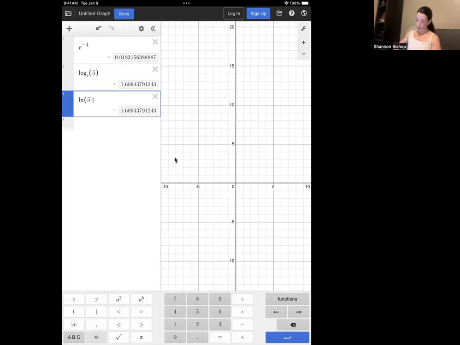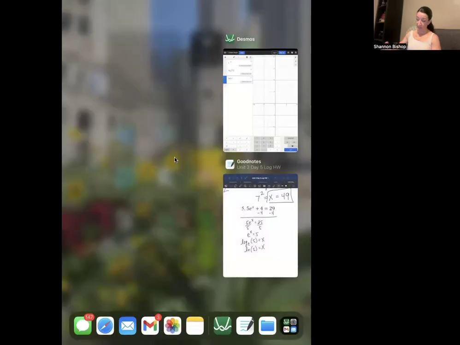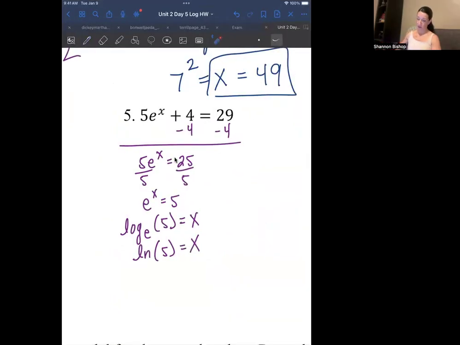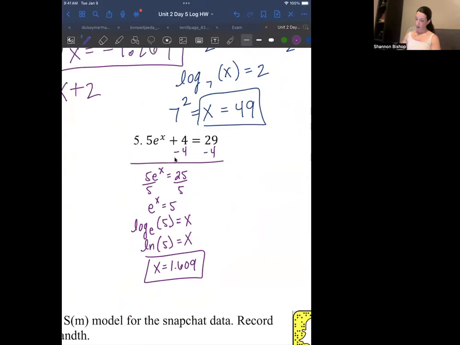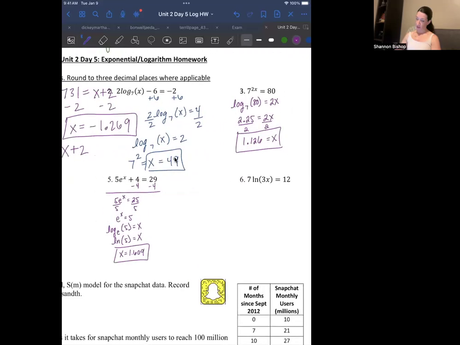They are equivalent. Certainly, the more sophisticated, if you will, option would be to use natural log. Anytime you're working with base e, that's when natural log is most appropriate. But they do technically both work. So we now know, thanks to Desmos, the final answer here is 1.609. Okay, last but not least for this section.